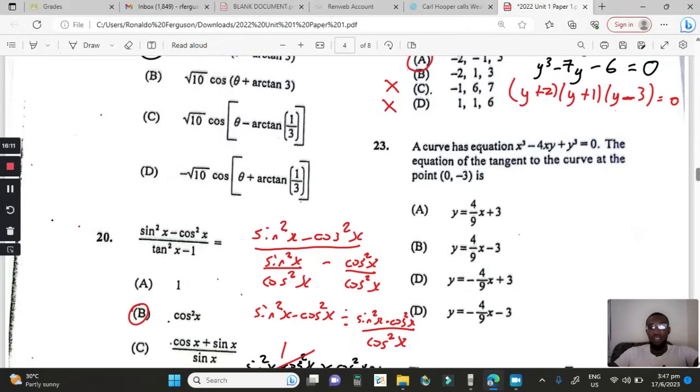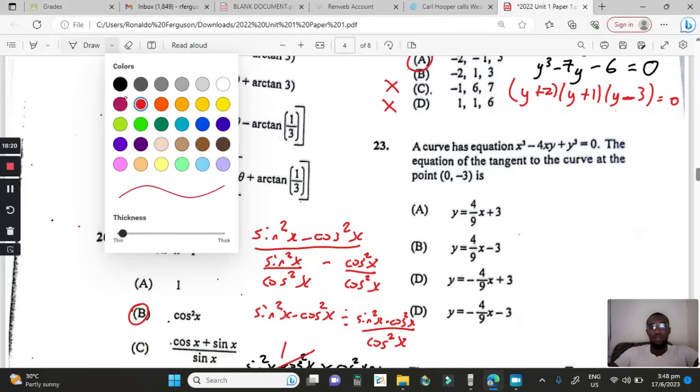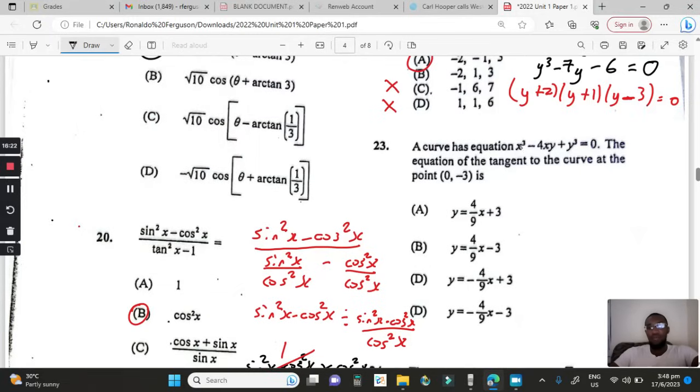Alright, so this question now says a curve has that equation, the equation of the tangent to the curve. Now, to do this question, first thing we have to notice is, how can I put it?